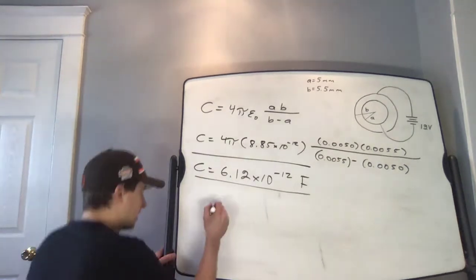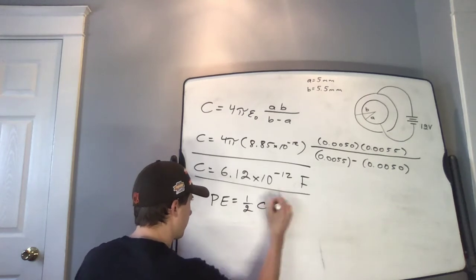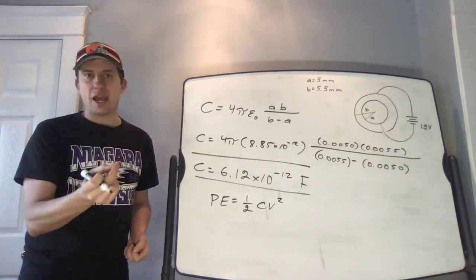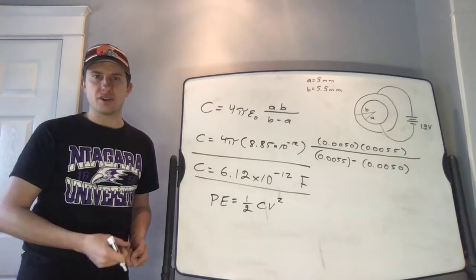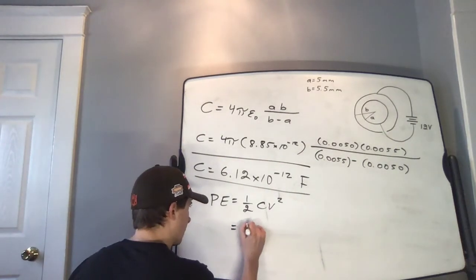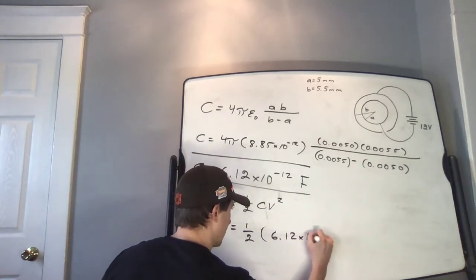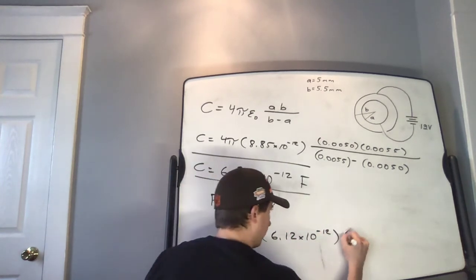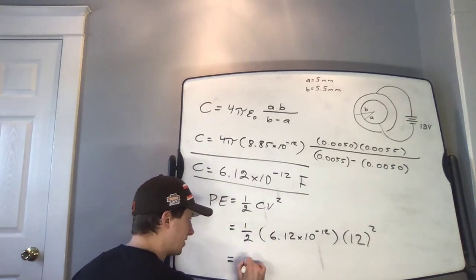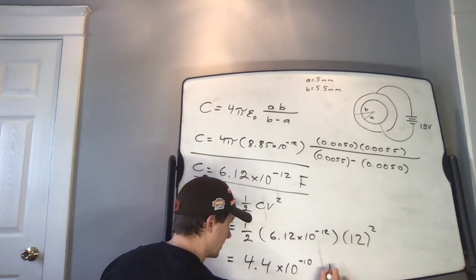So I would say the energy stored by the capacitor will be given as 1/2 CV squared. Because the spheres are connected to either end of a 12-volt battery, that means there will be a potential difference of 12 volts between the spheres. So I could then say the energy stored by the capacitor is 1/2 times 6.12 times 10 to the negative 12 times 12 volts squared. And when I put these numbers through a calculator, I find the energy stored by the capacitor is going to be 4.4 times 10 to the negative 10 joules.